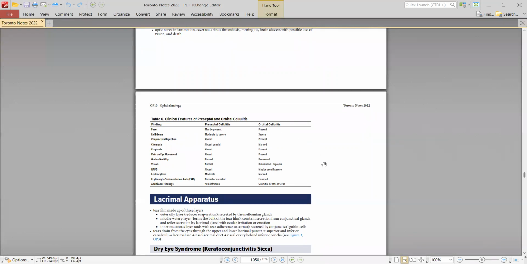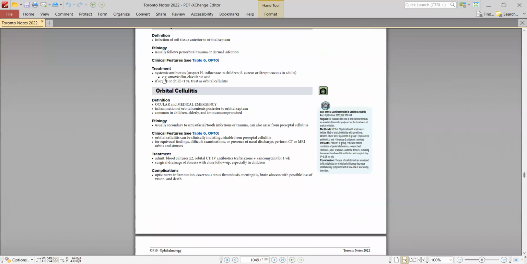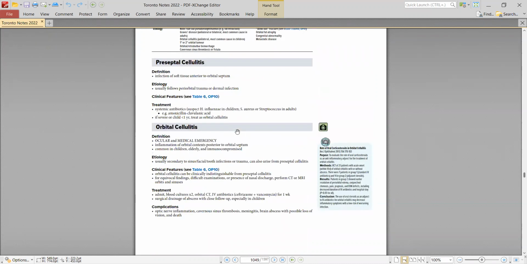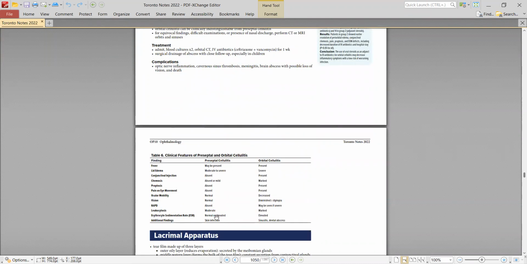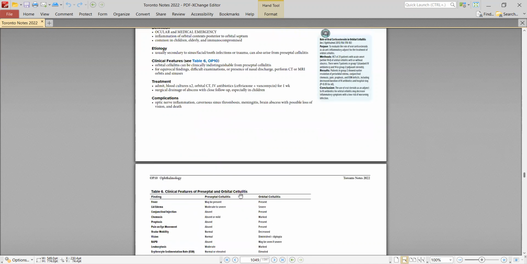Orbital cellulitis is a very severe type of infection, and this is a medical emergency. But let me complete preseptal cellulitis first. This is mostly inflammation of the conjunctiva, fever is there, leukocytosis is there, ESR is elevated. Lid edema is there, the upper lid is swollen, the patient is having fever. If you check the blood work, then WBC is elevated and the ESR is elevated here.